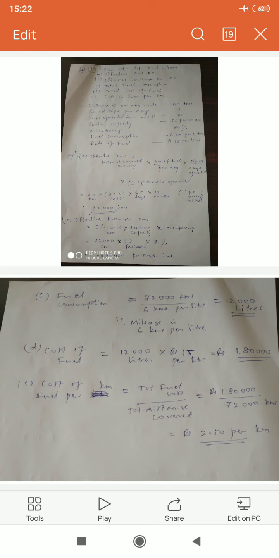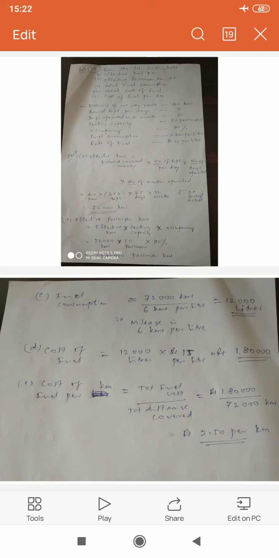Remember this till the end. Therefore, 72,000 effective kilometers covered by that vehicle divided by the fuel consumption per liter, that is 6 kilometers per liter. Therefore, 12,000 liters is the total fuel consumed by that particular vehicle during 1 year.